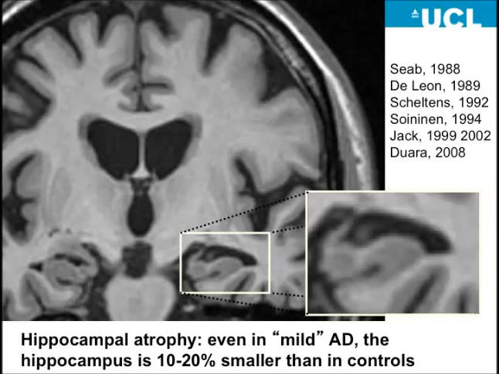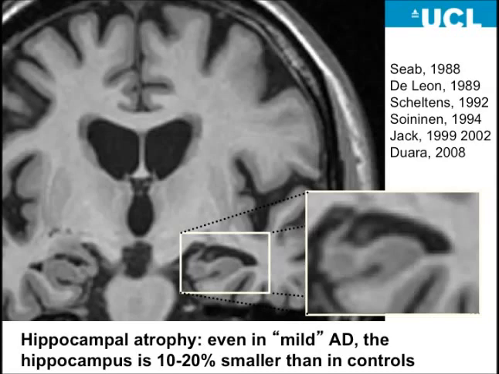So this is the hippocampus, this area here. Hippocampus means seahorse in Latin, and so I think you can maybe convince yourself it looks a little bit like a seahorse lying on its side. And these are just some of the many papers that have described an association with hippocampal atrophy and Alzheimer's disease. And even in mild Alzheimer's disease, the hippocampus is up to 20% smaller than in control. So it's not surprising that people have memory problems when you see how this structure is affected.